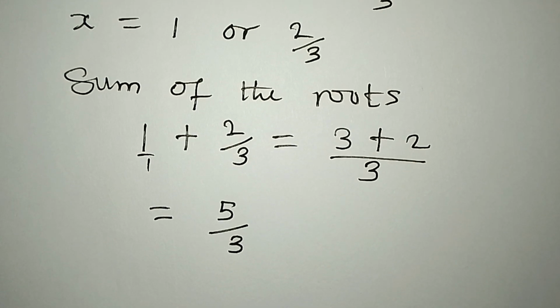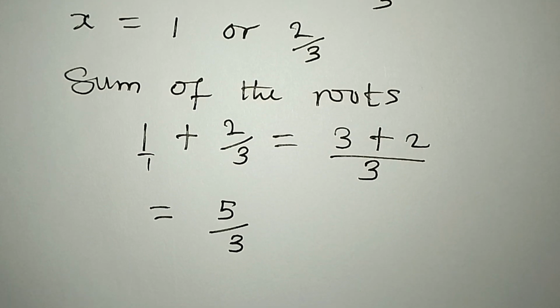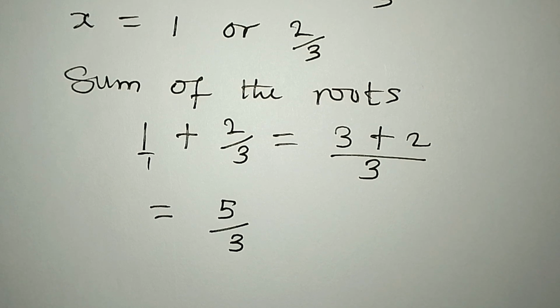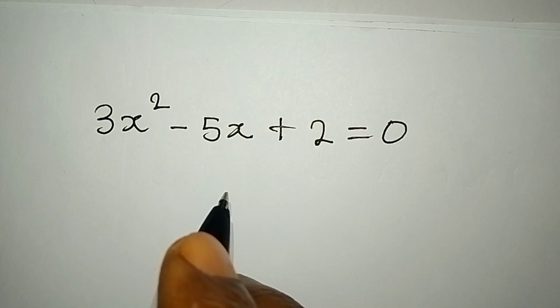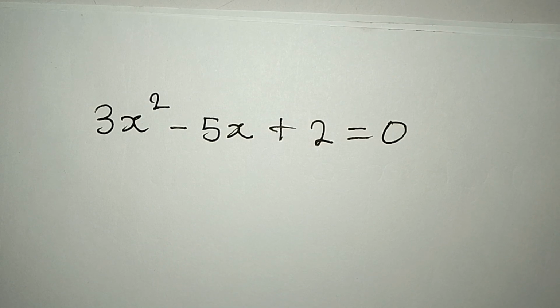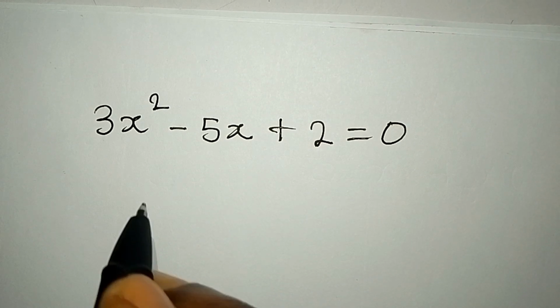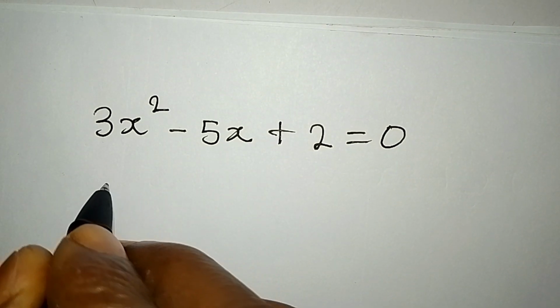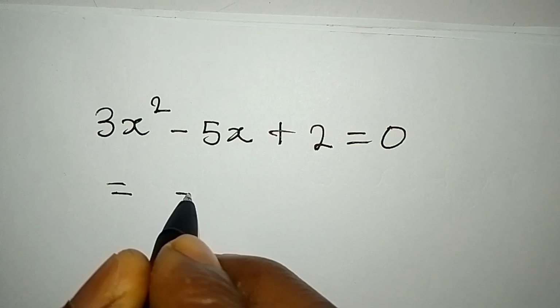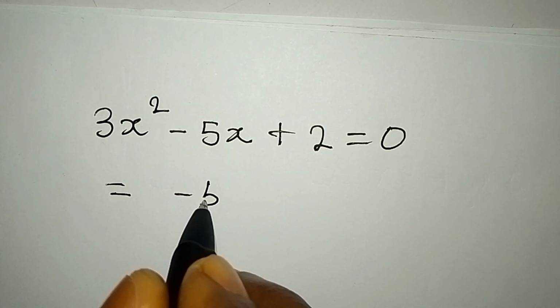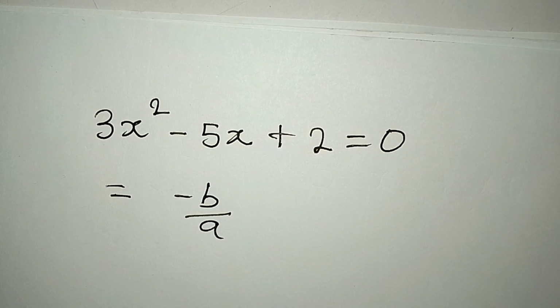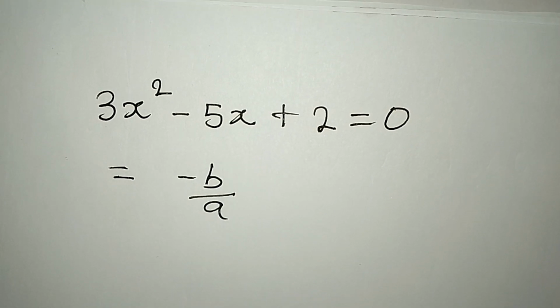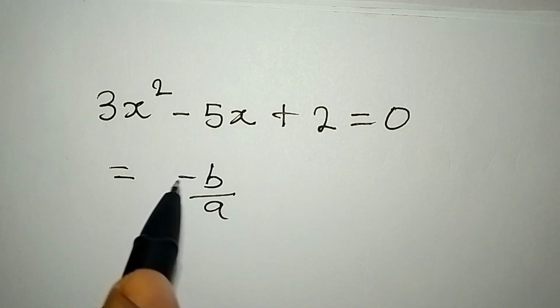Now, let me give you the shortest way you can do it. Okay, so this is the equation that we had. Now we want to get the sum of the roots, right? And the sum of the roots is equal to minus b over a. This is how you get the sum of the roots, minus b over a. And how do I get all of this?